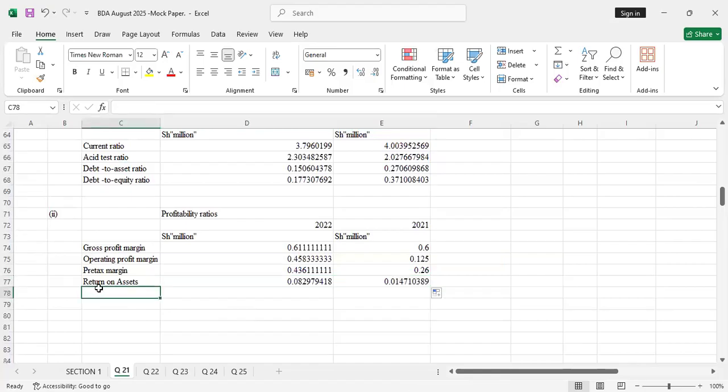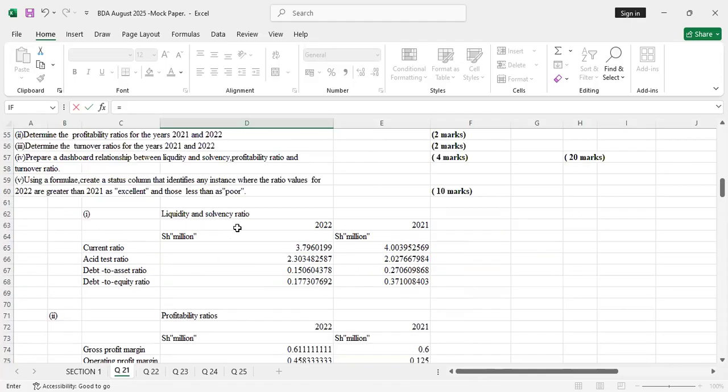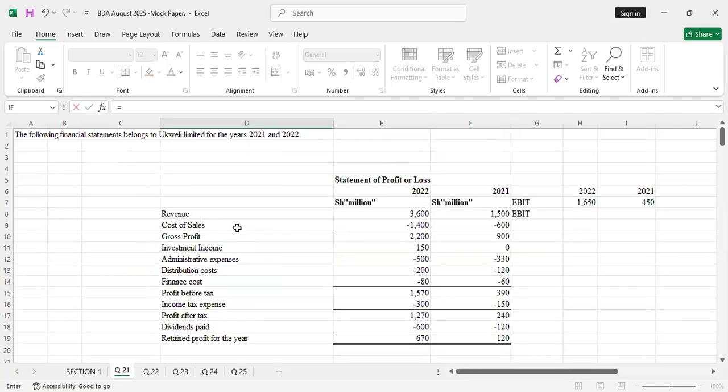The other thing is return on equity. So what is the formula? The same thing. You take the net profit, divide by total equity. So we go back to the 2022 statement of profit or loss. The net profit is the profit after tax. That one you divide by what? This now you divide by total equity.